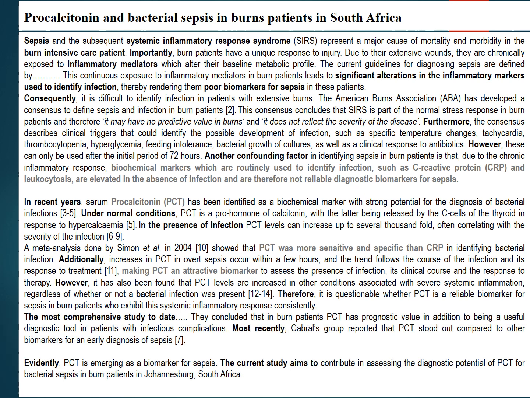The most comprehensive study to date. That says to me the largest study, the best designed study, the most comprehensive study to date. What have they shown? They've shown that it's a good marker. Most recently, that says to me this is the most recent work that's been published. Okay. Gabral's group reported that PCT stood out compared to other biomarkers. So again, cumulatively, the aforementioned results, or evidently, PCT is emerging as a biomarker. And our current study then aims to contribute in assessing this in our local patient population.